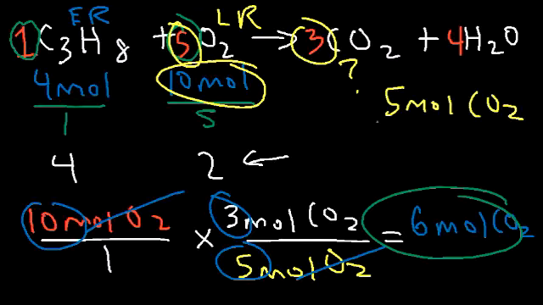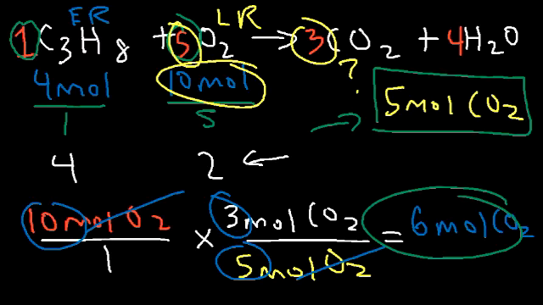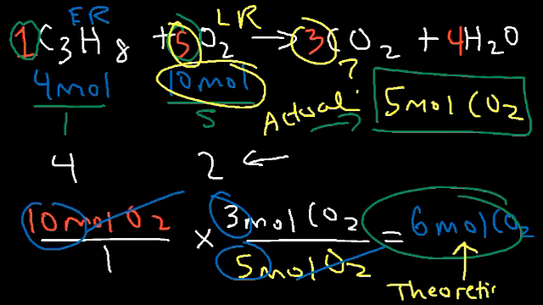But if we actually got 5 moles of CO2, this is called the actual yield. That's how much we actually got in the experiment. And the maximum amount that we can get is known as the theoretical yield. So if we only got 5 moles of CO2 out of a maximum of 6 moles of CO2, what is the percent yield?